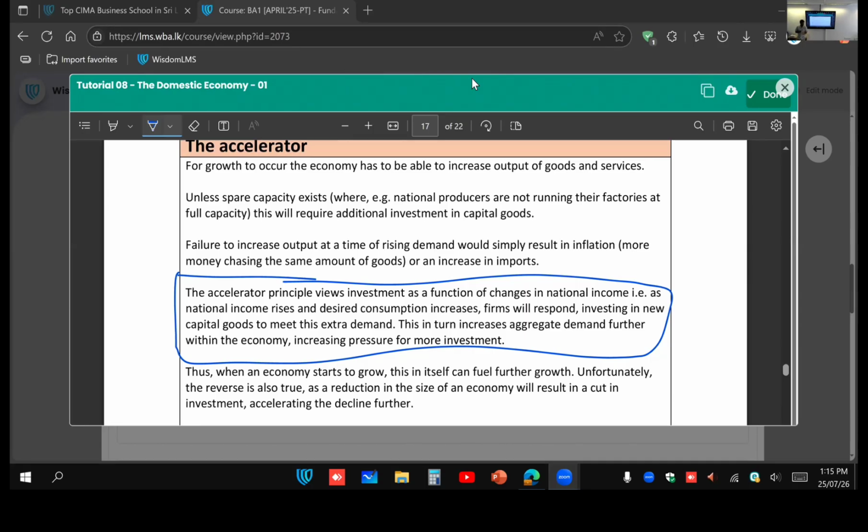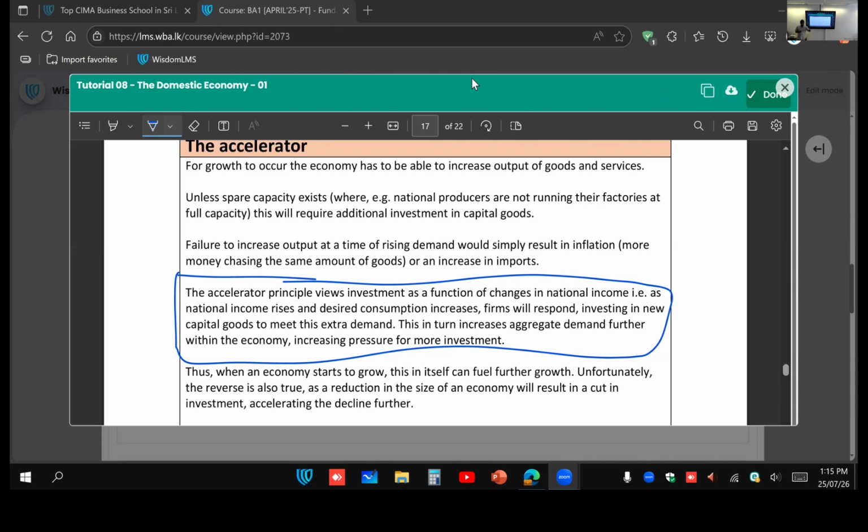19 years. 2019. 19, 20, 21, 22, likewise. Okay. So the economy fell to very bad levels. But we are recovering. We are recovering.